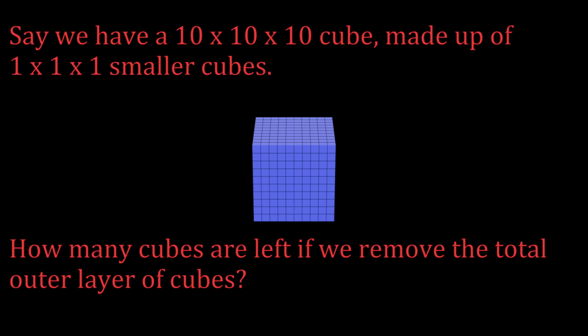Say we have a 10 by 10 by 10 cube made up of 1 by 1 by 1 smaller cubes. How many cubes are left if we remove the total outer layer of cubes? There are different ways to answer this question, but in this video I shall provide a visual explanation. We can visualize this as follows.